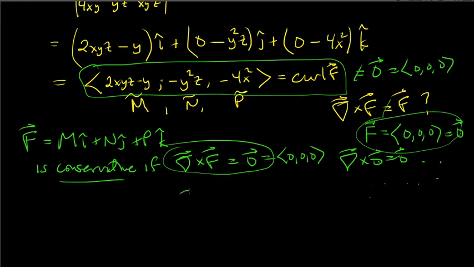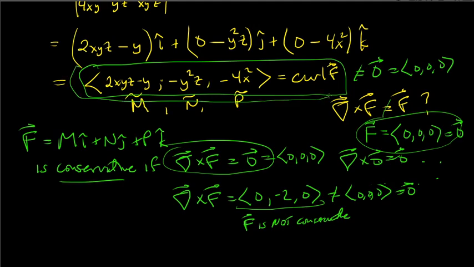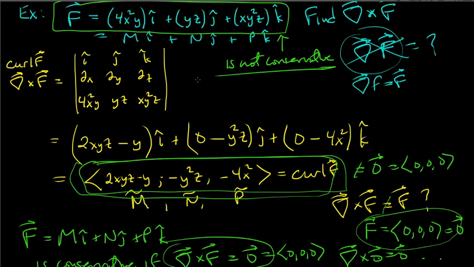Even if one component is not 0, so if you take the curl of the vector field and you end up with 0, -2, 0, well, that's not the 0 vector. That's not 0, 0, 0. So if you get this, you know that your F is not conservative. If you get anything other than 0, then you know your vector field is not conservative, and then you know that there is no potential function. There is no little f here. So why bother finding it when you know it doesn't exist?